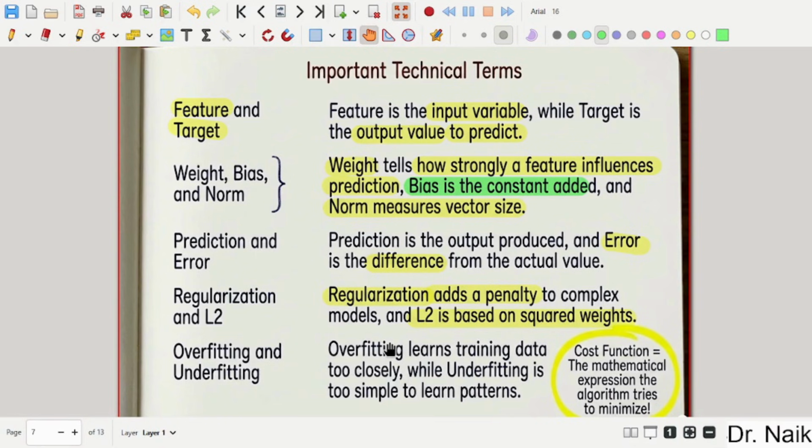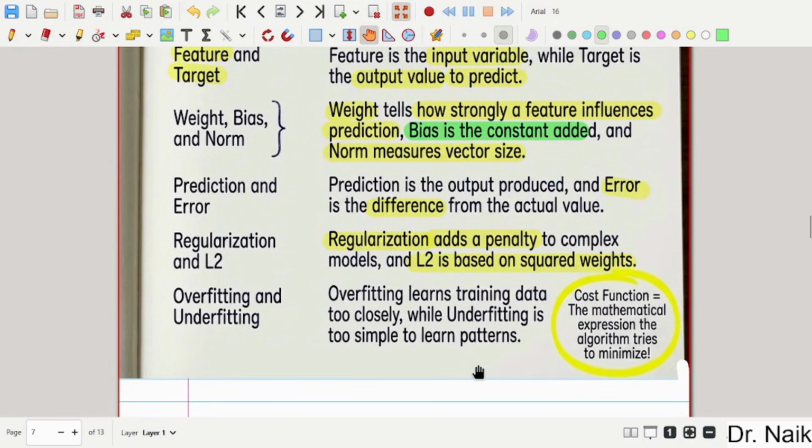Regularization adds a penalty to complex models and L2 is based on the squared weights. Overfitting learns the training data too closely, while underfitting is too simple to learn patterns, and the cost function is a mathematical expression the algorithm tries to minimize.